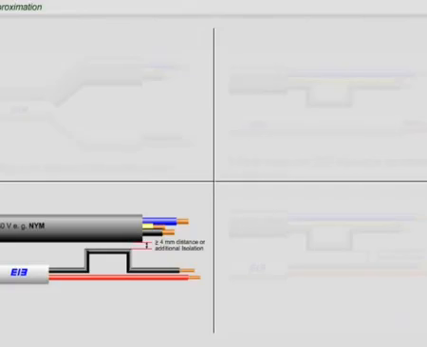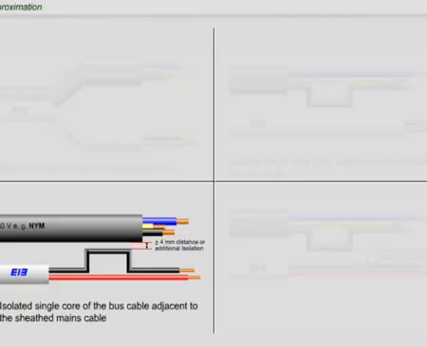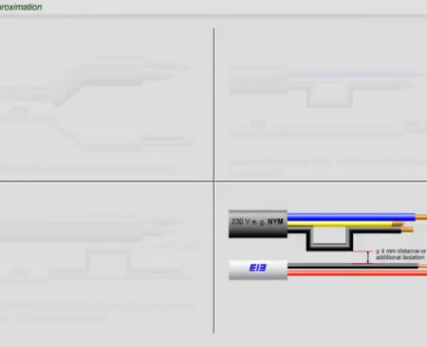Third, the minimum distance between isolated single cores of the bus cable and a sheathed mains cable must be 4 mm. Fourth, between isolated single cores, a minimum clearance space of 4 mm must be observed. To also meet these requirements in distributors, the sheeting of the bus cable may be removed only shortly before the terminal.